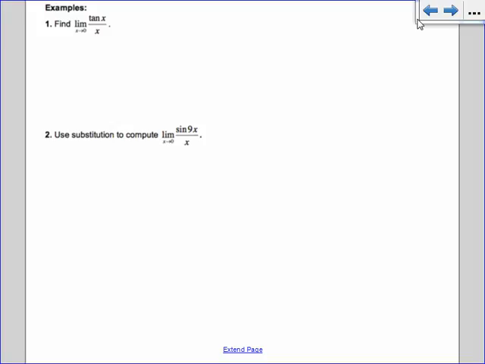So the first one says, find the limit as x goes to 0 of tangent of x over x. So it doesn't look like either of those limits. Okay, so we try to get it into one of those forms. So what do we know tangent is? Tangent of x is equal to what? Sine over cosine. So we're going to use that. So we're going to say the limit as x goes to 0 of sine of x over cosine of x, divided by x, like that.